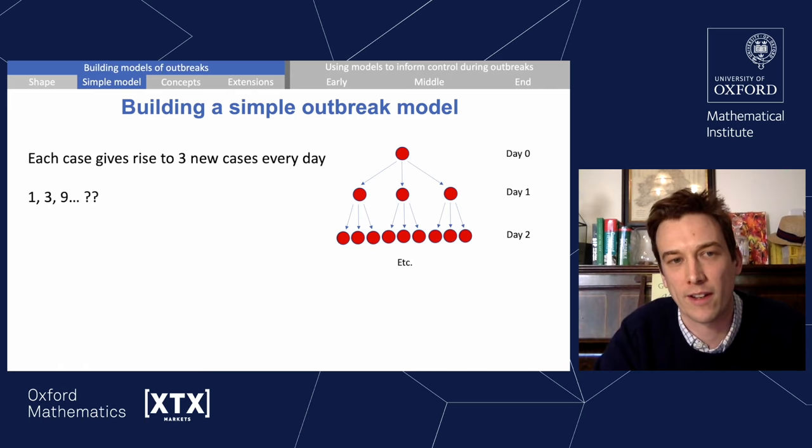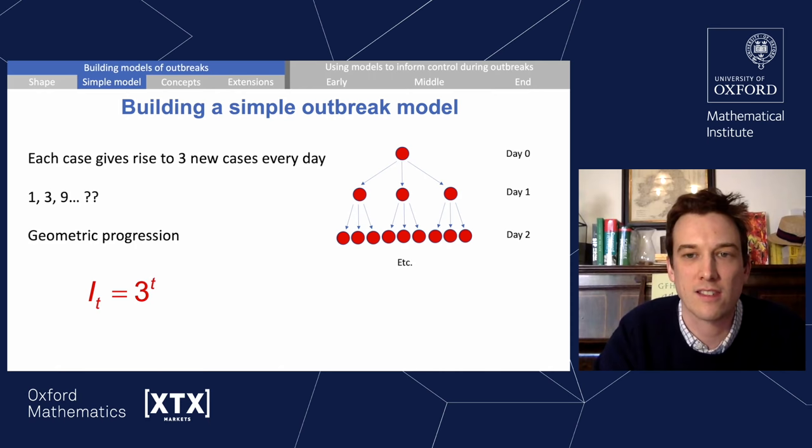The assumption of this model, so this model's called a geometric progression. What you'd find if you looked for a formula describing the number of cases on day t is that the formula was just equal to 3 to the power of t. That's the number of new cases on day t. So when t equals 0, the number of cases is 3 to the power of 0, which is 1. On day 1, the number of new cases is 3 to the power of 1, which is 3. On day 2, the number of new cases is 3 to the power of 2, which is 9, and so on. So this is the simplest possible infectious disease outbreak model.